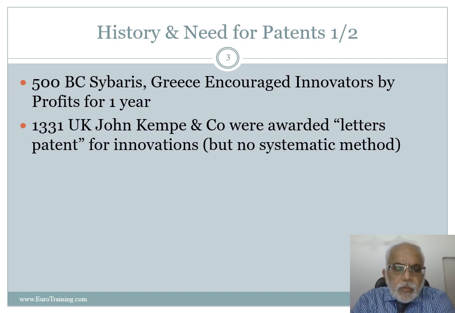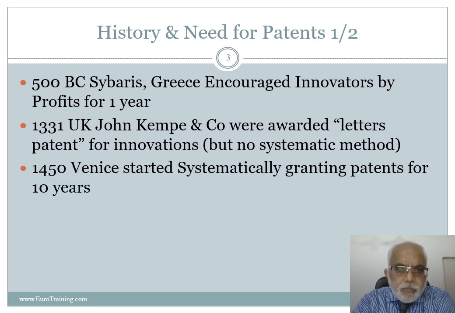In 1331, in the UK, John Kemp and Company was awarded letters patent for innovations, but there was no systematic method. This company was given the first patent. In 1450, Venice started systematically granting patents for 10 years. So in 1450, inventors in Venice, after they disclosed the invention, were granted patents for 10 years.